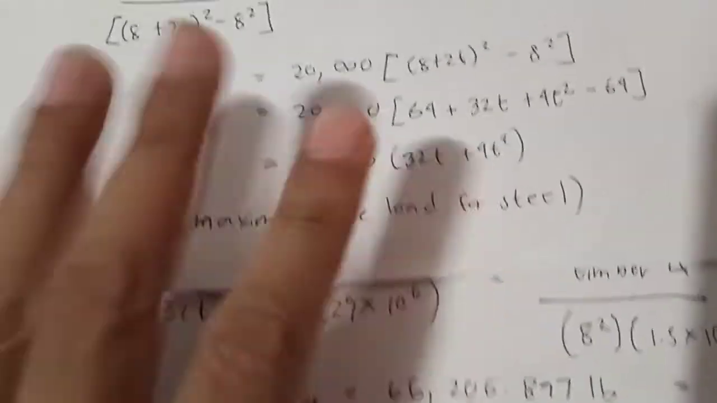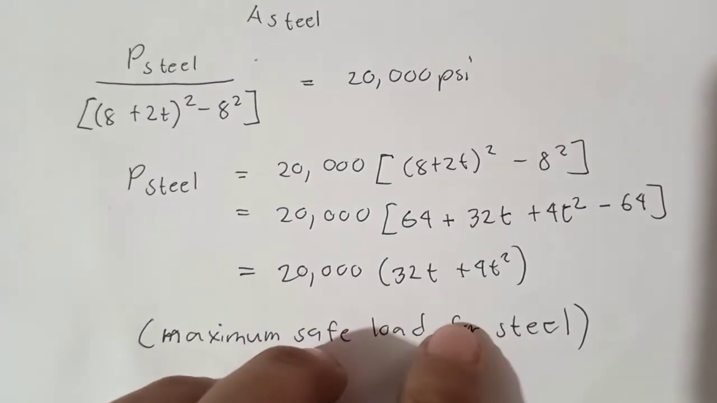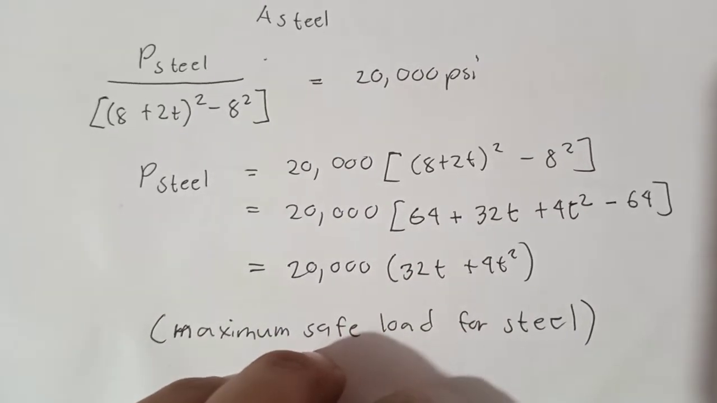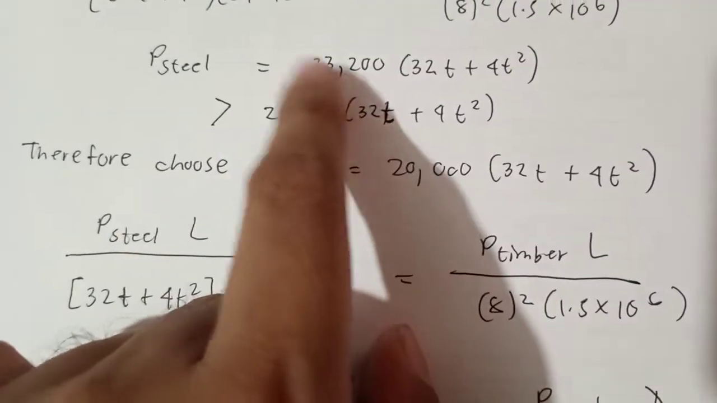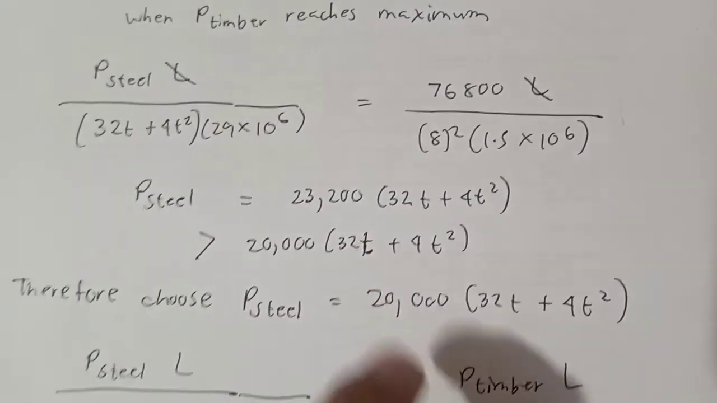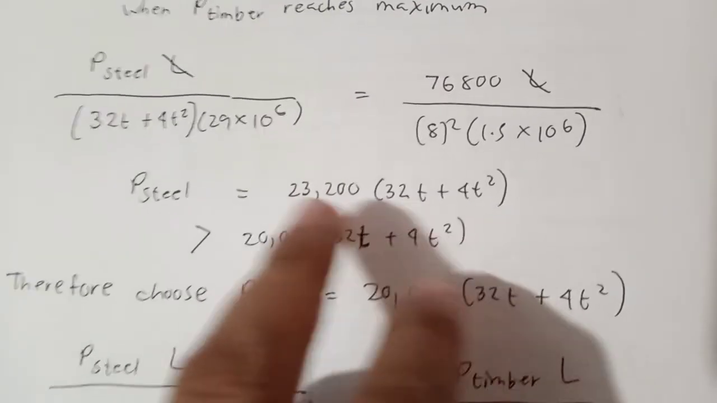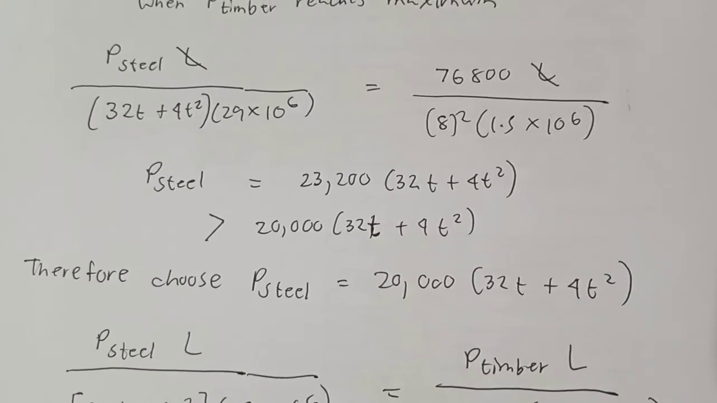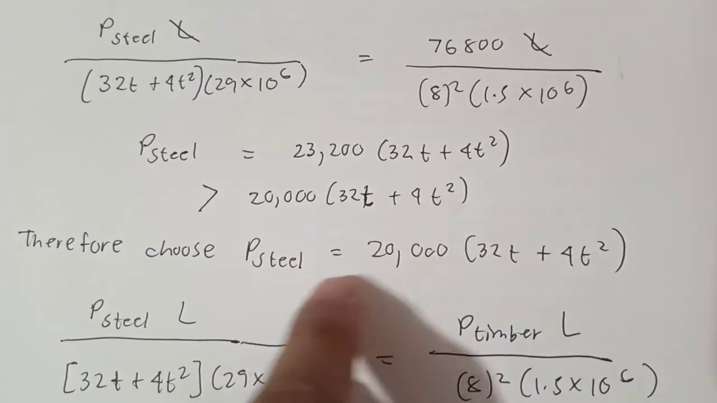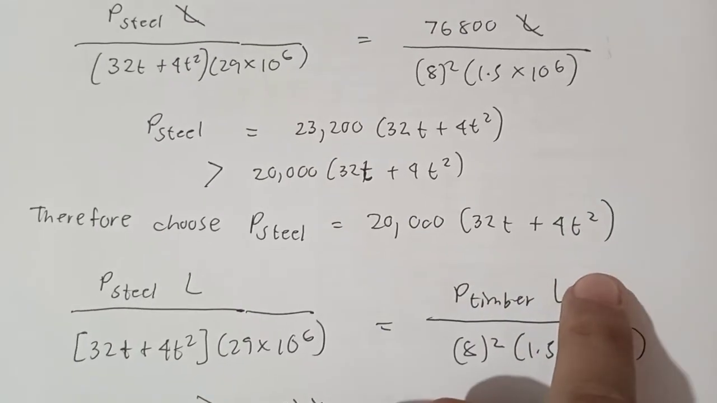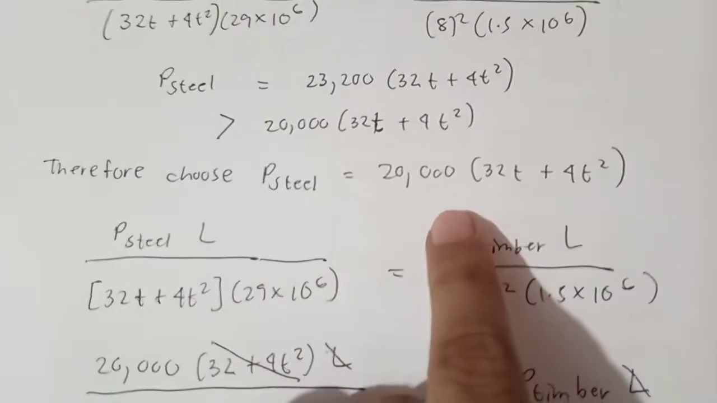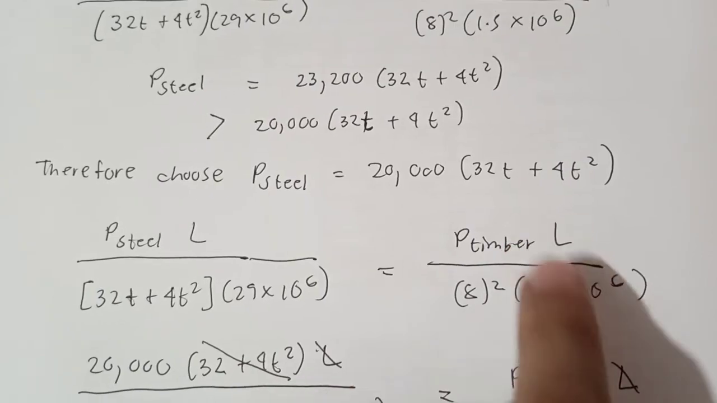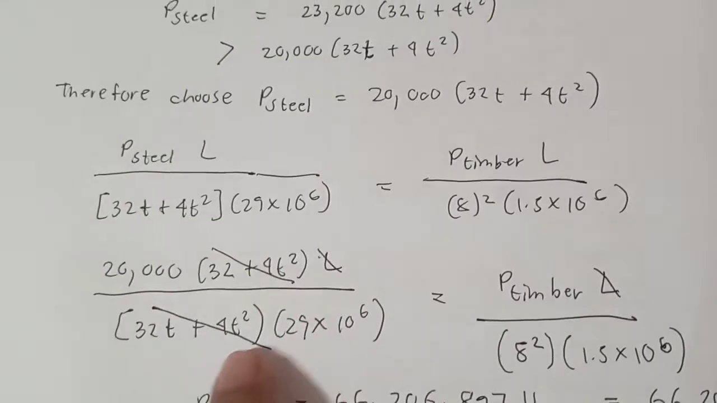From the previous computation in stress, we get that the maximum safe load for steel is 20,000 times (32T plus 4T squared). We use it instead, because the assumption that the timber reaches the maximum first is proven false, since it already exceeded the maximum capacity for steel. So we use P steel as 20,000 times (32T plus 4T squared), as computed previously.